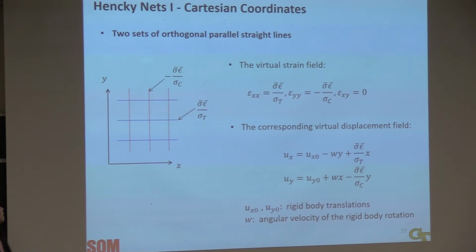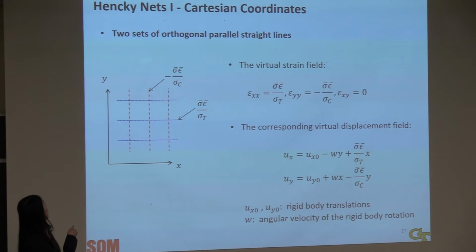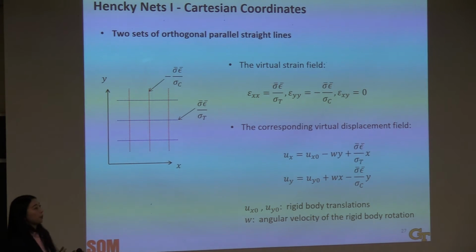The first type is the Cartesian coordinate. So we can write this as orthogonal parallel straight lines, where one direction indicates the strain field in tension, and the other direction indicates the strain field in compression.